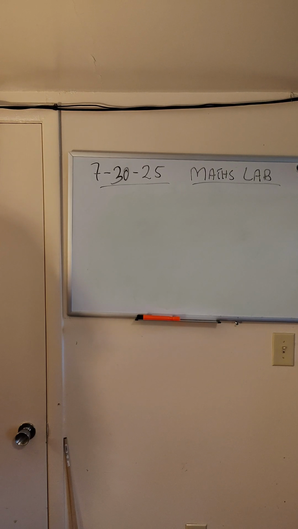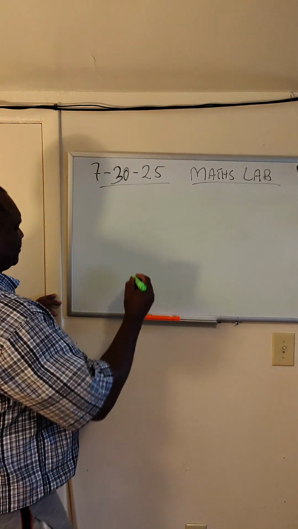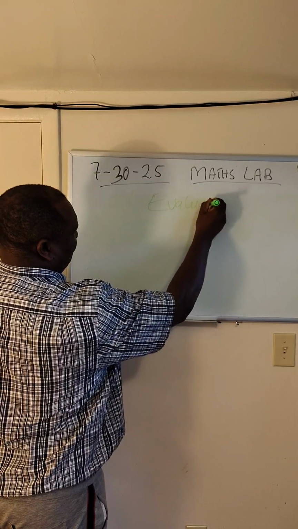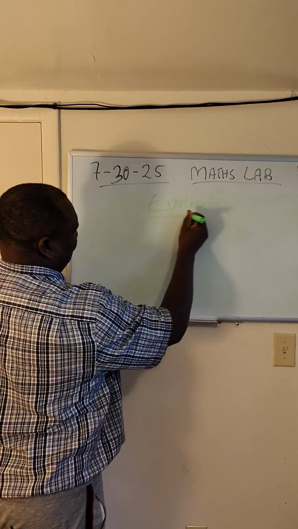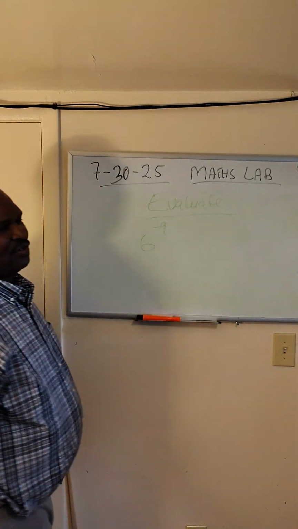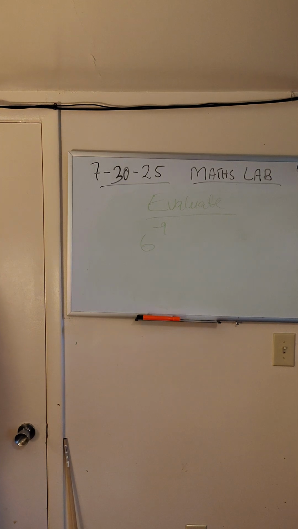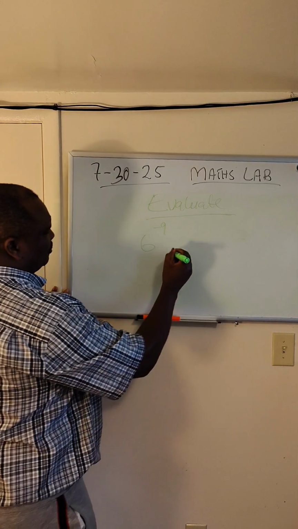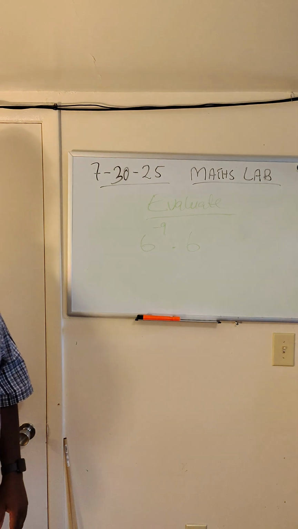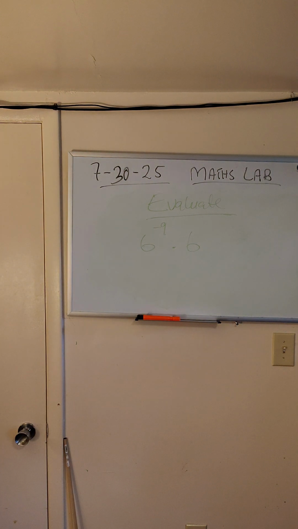So now we've been given 6 raised to the power of negative 9, and we've been told to evaluate. Evaluate 6 raised to the power of negative 9, and then multiply by 6. So 6 raised to the power of negative 9 multiplied by 6. How do we do that?